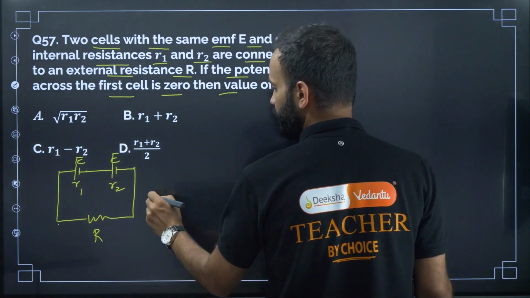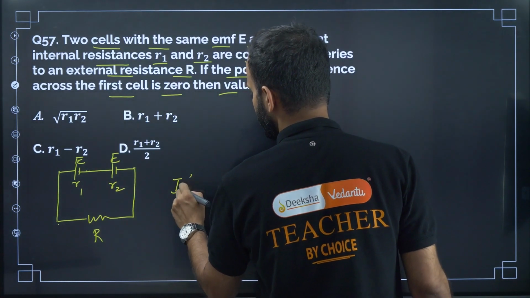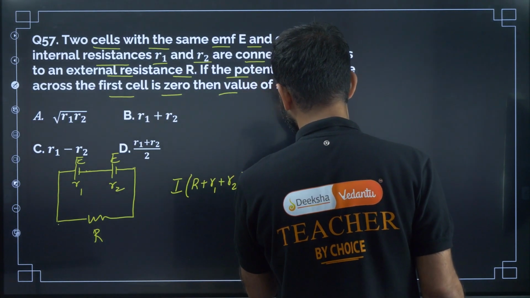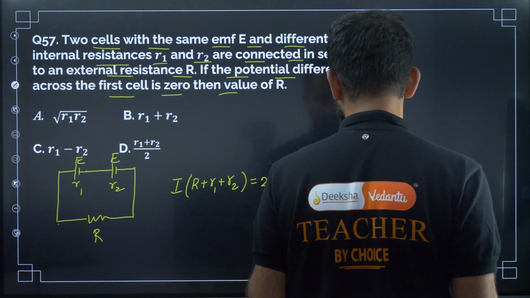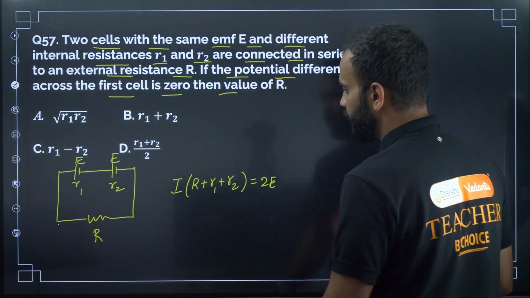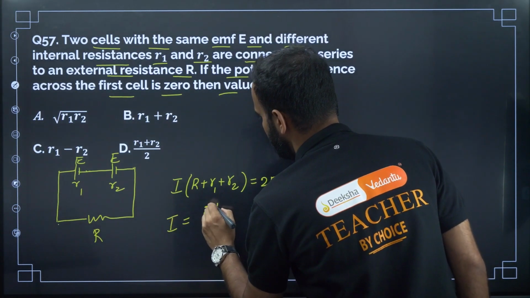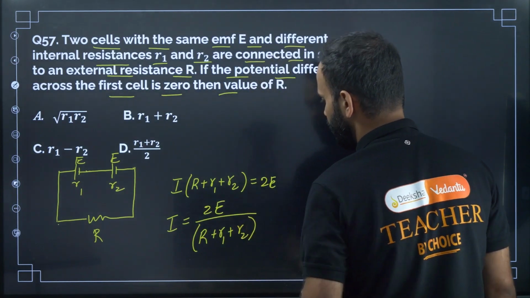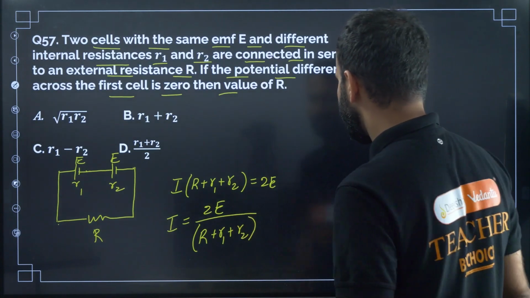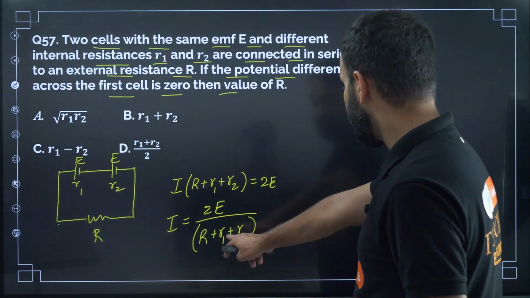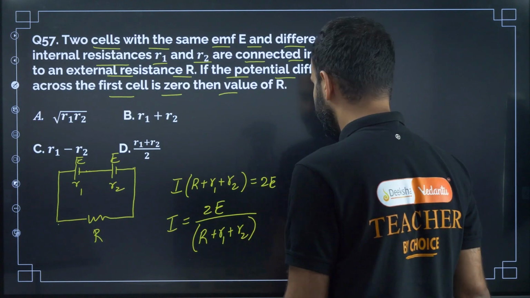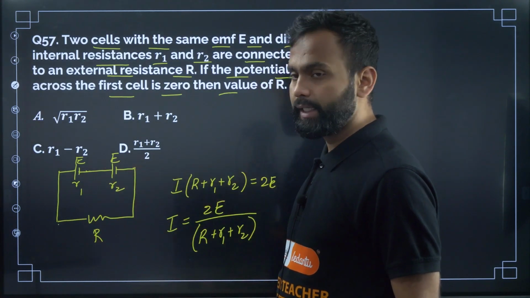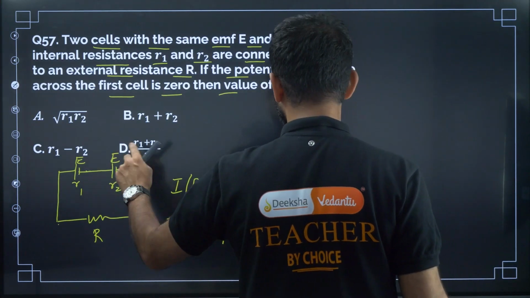So now the current flowing through the circuit: I into R plus R1 plus R2 is equal to 2E. So the current I is equal to 2E divided by R plus R1 plus R2. The potential difference across the first cell is 0.